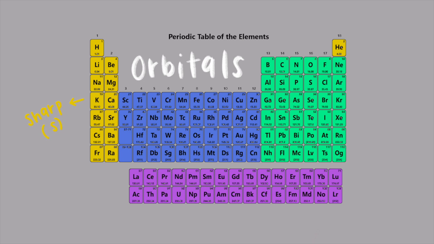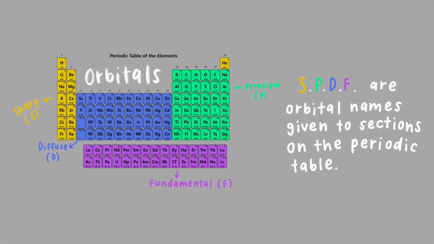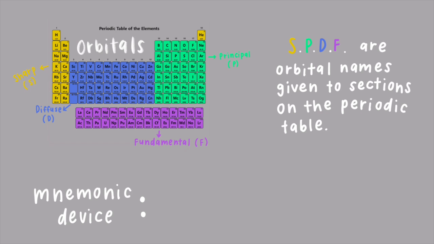S stands for sharp, P stands for principal, D stands for diffuse, and F stands for fundamental. S, P, D, and F are orbital names given to the sections on the periodic table. A mnemonic device I use to memorize this is "stupid people die first." That's just what my teacher told me.